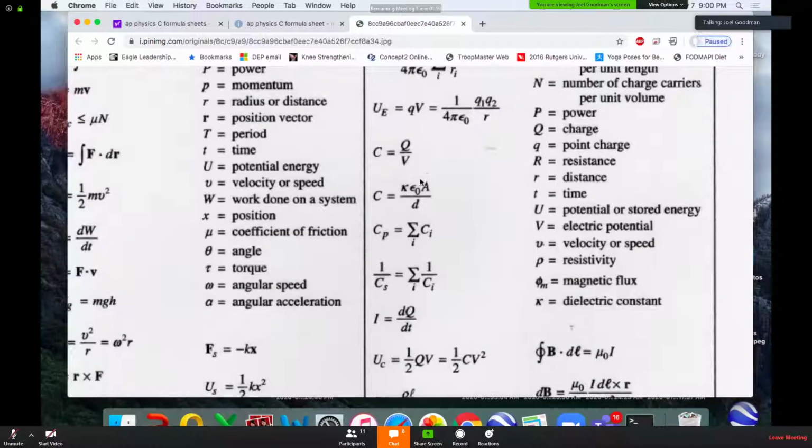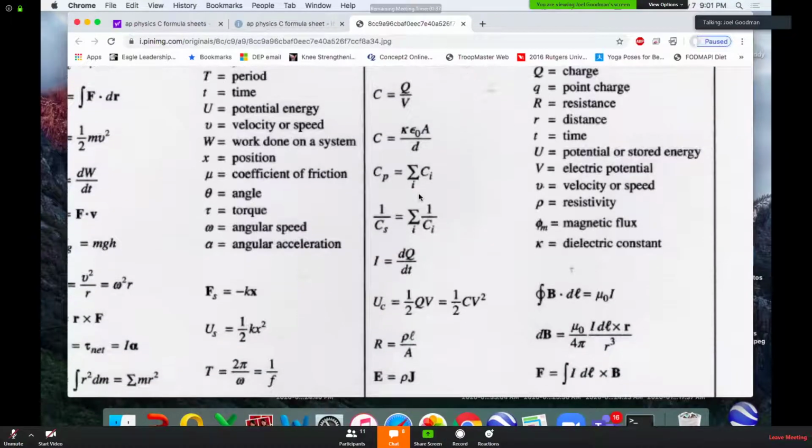Here we go for capacitors. Does anybody know what this little K is in this capacitance formula? It's the dielectric constant. Yeah, dielectric constant. When you shove a dielectric material in between the parallel plates, you increase your capacitance. So we derived this formula in class. We did that one.